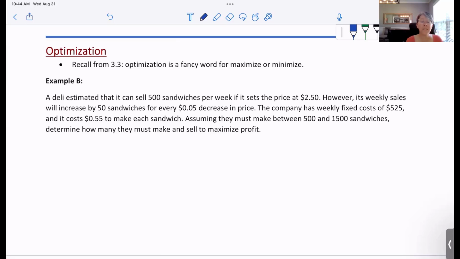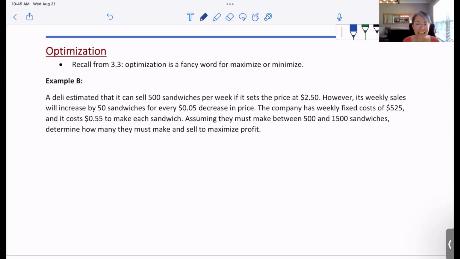Okay, now we're talking about optimization, and remember that's just a fancy word for maximize or minimize. So it says a deli estimated that it can sell 500 sandwiches per week if it sets the price at $2.50. However, its weekly sales will increase by 50 sandwiches for every 5-cent decrease in price. The company has weekly fixed costs of $525, and it costs 55 cents to make each sandwich. So assuming that they must make between 500 and 1,500 sandwiches every week, determine how many they must make and sell to maximize profit. So again, that is a whole lot to unpack, right?